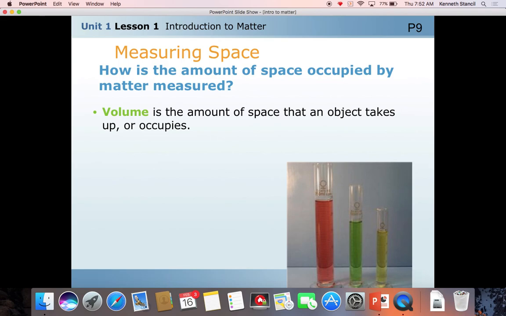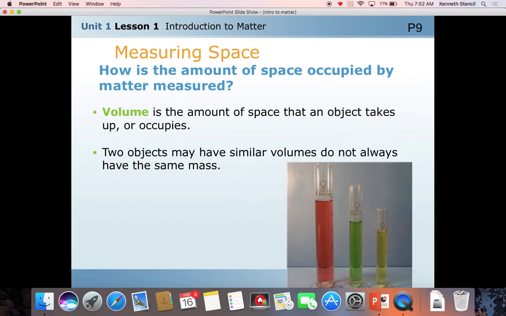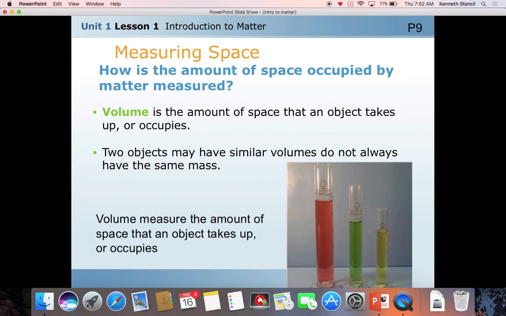So if I take up, volume is the amount of space that an object takes up or occupies. So if I take a beaker of water and I fill it up to a certain point, we're going to see what happens. Two objects may have similar volumes, but do not always have the same mass. Volume measures the amount of space that an object takes up or occupies.